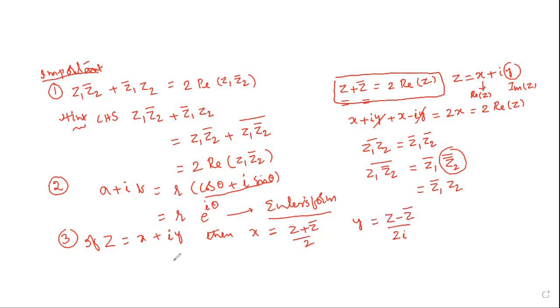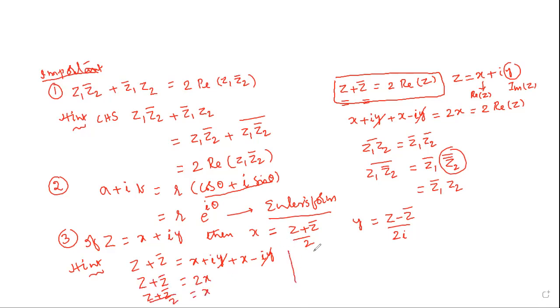Already we proved this one. Z plus Z bar is equal to x plus iy, and in Z bar, i is replaced with minus i. So minus iy, both are cancelled. So Z plus Z bar is equal to 2x. Therefore, Z plus Z bar by 2 is equal to x.